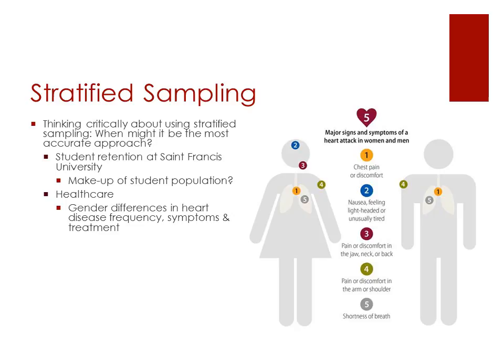a similar example looking at this with healthcare would be gender differences in heart disease frequency, symptoms, and treatment. If you look at this image over here, we can see, for example, the different major signs and symptoms of a heart attack in women and men. Notice on the right, men are more likely to have chest pain and discomfort, shortness of breath, and pain or discomfort in the arm or shoulder. These are traditionally thought of as the signs of having a heart attack and are reasons to see your doctor.